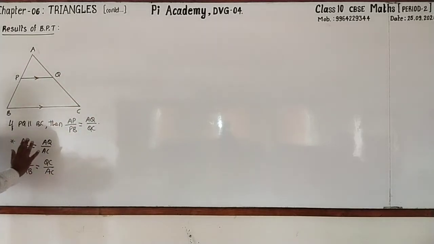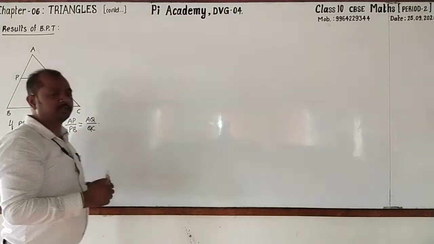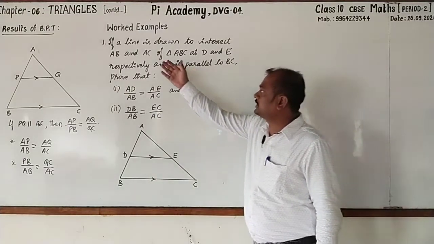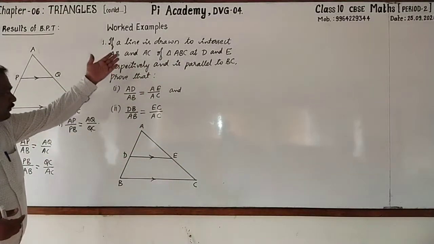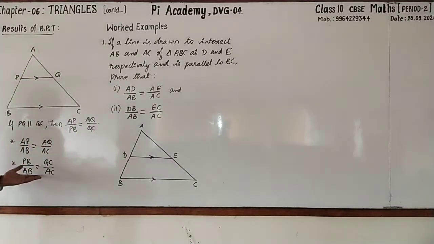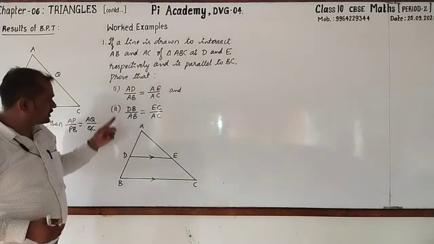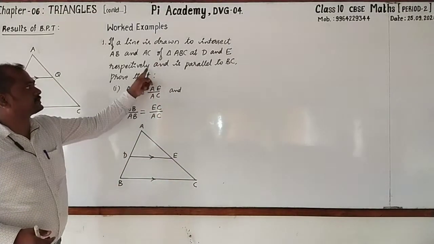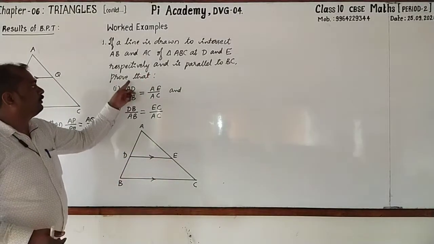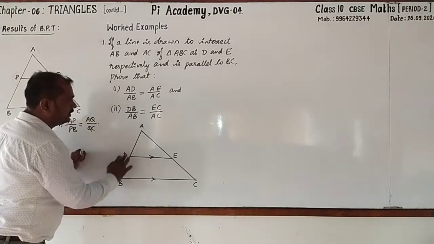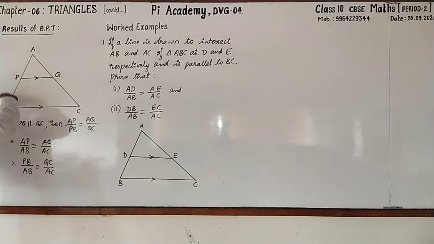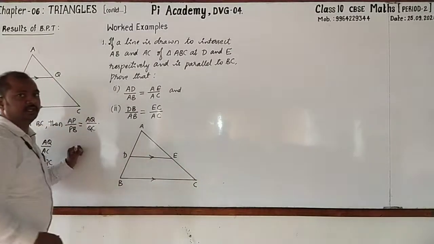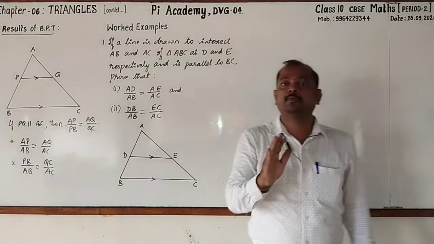Now we are going to prove these two important results that have been given in worked examples. Let me go for writing. And now you please copy up to here. Dear students, now we are moving to the worked example. In that, the first question is related to results of BPT. If a line is drawn to intersect AB and AC of triangle ABC at D and E respectively and is parallel to BC, then we have to prove that AD by AB is equal to AE by AC, just like this. Then another one is DB by AB is equal to EC by AC.